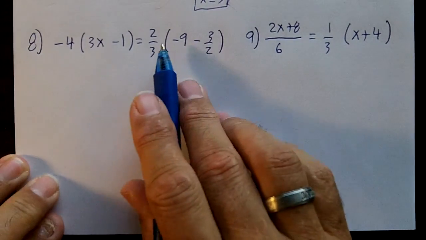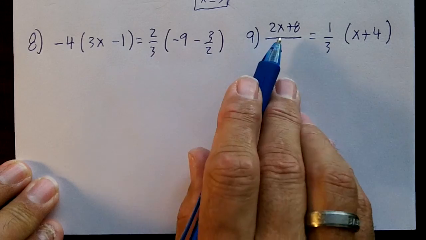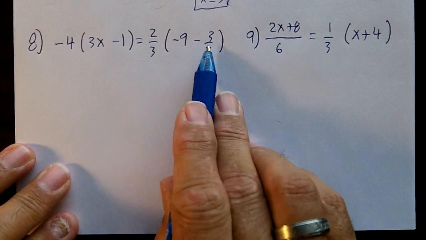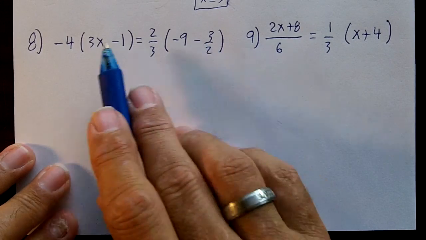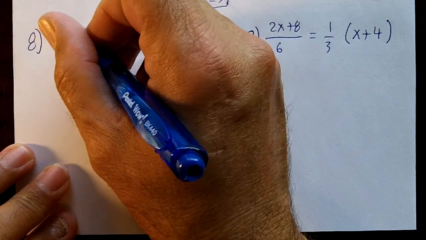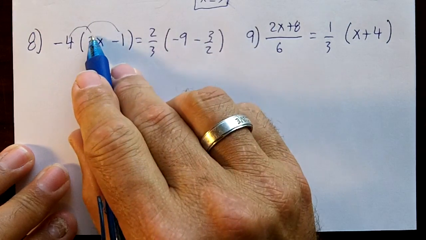Number 8 and 9, solve equations with variables on both sides. Solve for x. Okay, we're going to do number 8 first. The first thing you want to do is get rid of these parentheses. So we're going to distribute on this. This is the number we're distributing, and it's going to go to both of them.